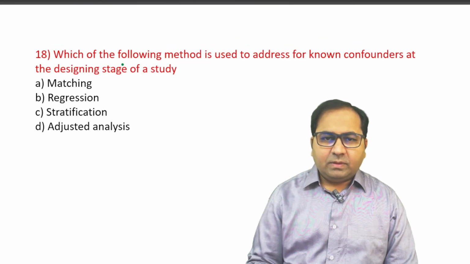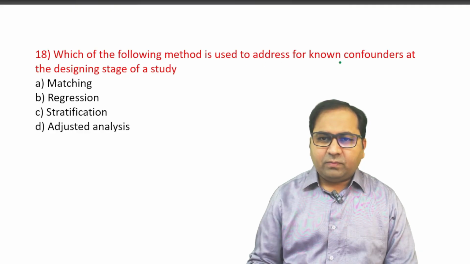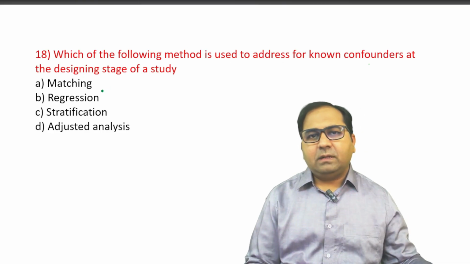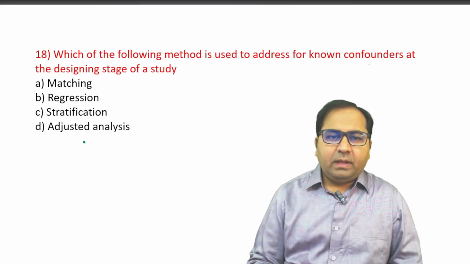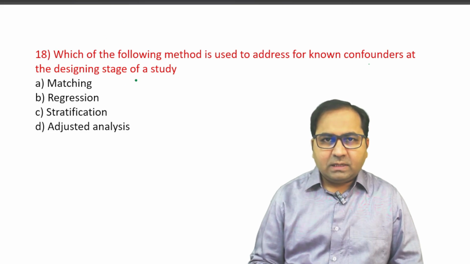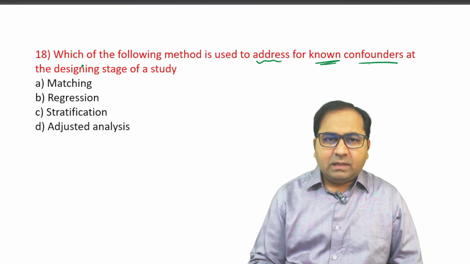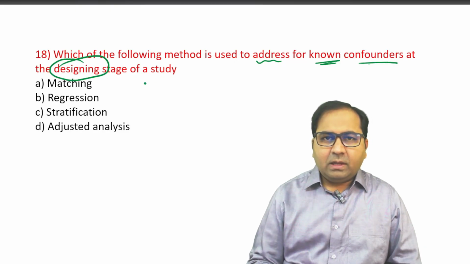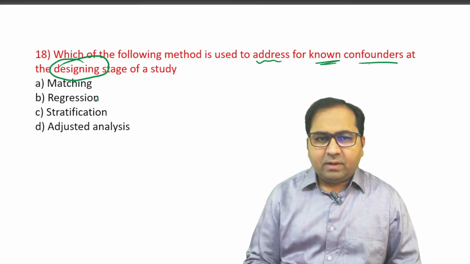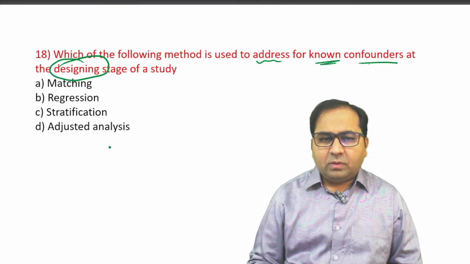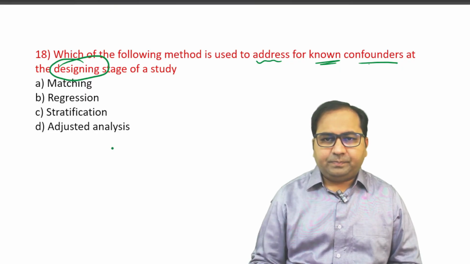Next question. Which of the following methods is used to address known confounders at the designing stage of the study? The options they gave are A. Matching, B. Regression, C. Stratification, or D. Adjusted analysis. Once again, at the designing stage of a study. So the answer for this question is A.